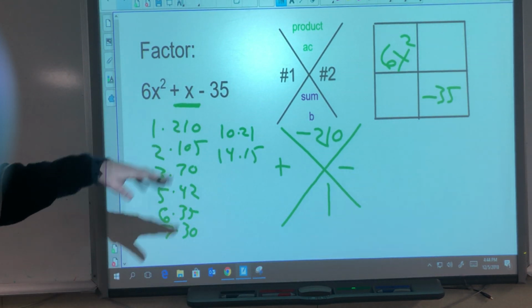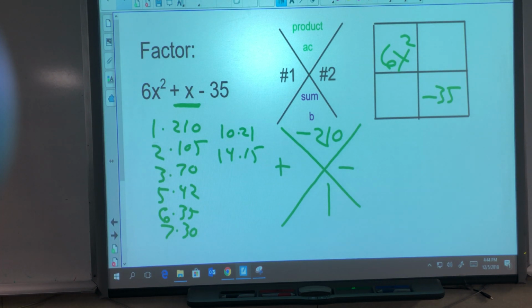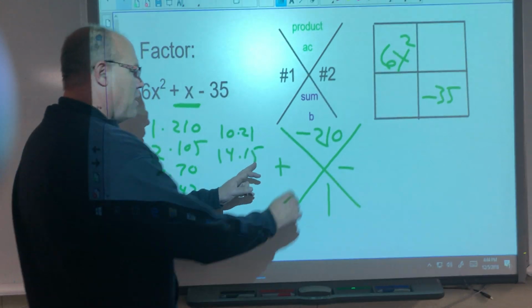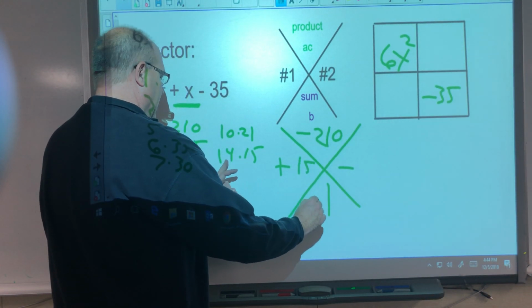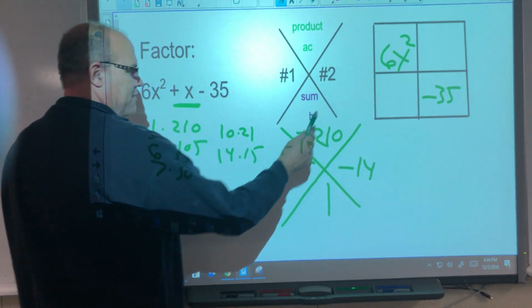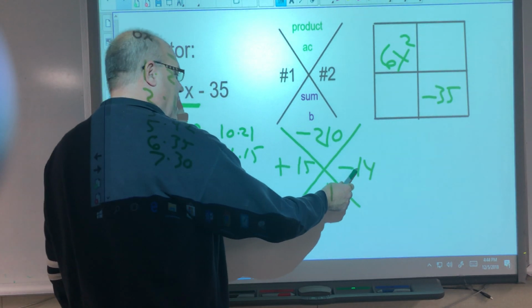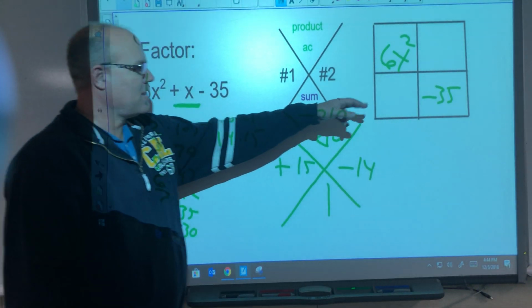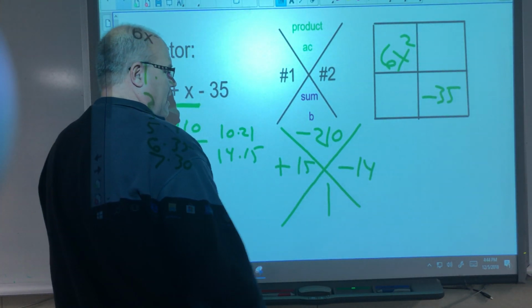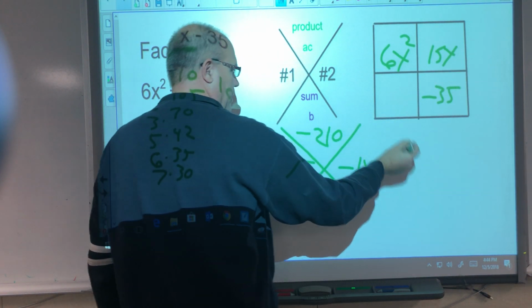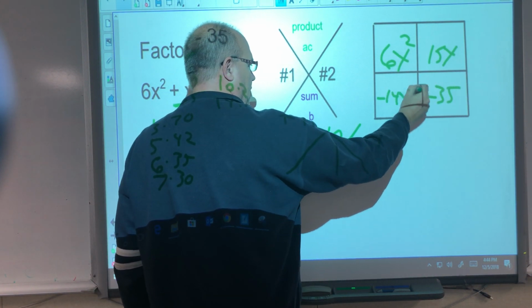And this is as hard as it gets right here. I made a hard one here. So how am I going to get positive 1 when I add? I want to have it be the positive 15 and the negative 14. So 15 times negative 14 is negative 210. 15 plus negative 14 is positive 1. So one of these boxes is 15x, one's negative 14x. Let's go ahead and make this 15x, and we'll make this negative 14x.